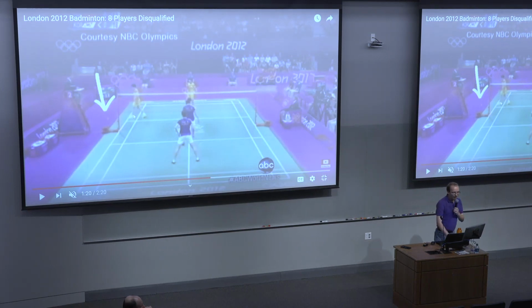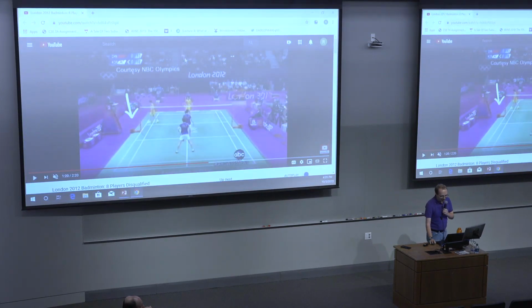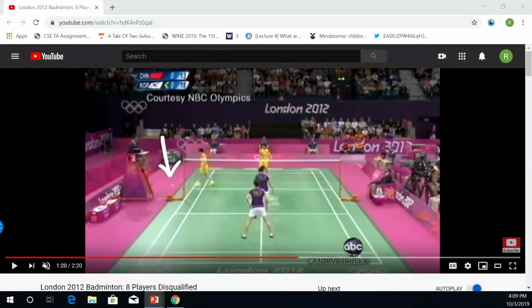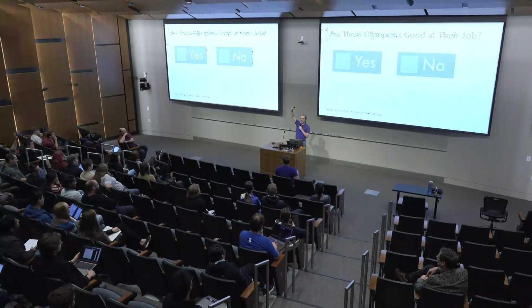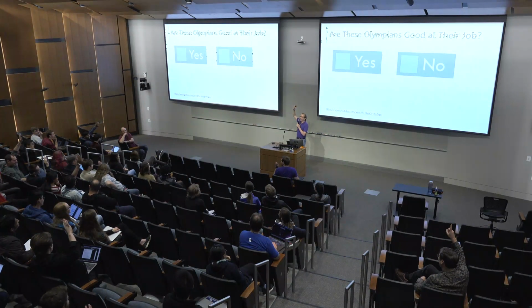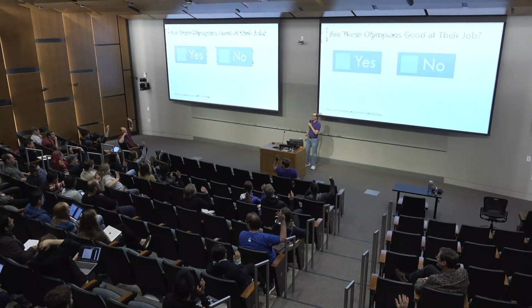All right, so these are Olympic athletes playing their Olympic sport, and I'm going to ask you the question, are these Olympians good at their jobs? You do have to vote. Who votes yes, these Olympians are good at their jobs? Who votes no? All right, it's about 50-50.